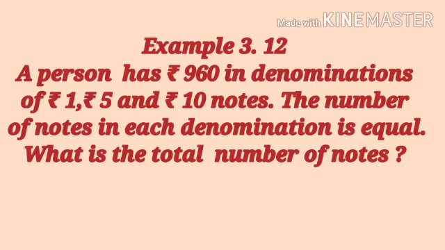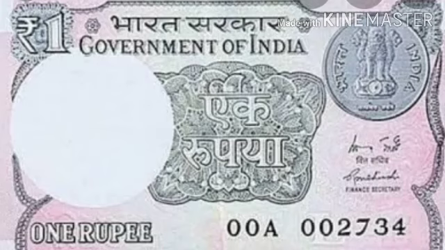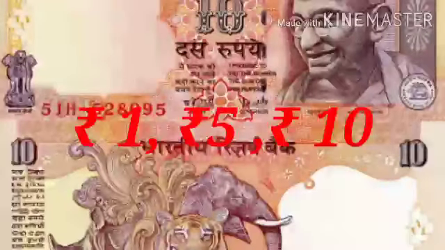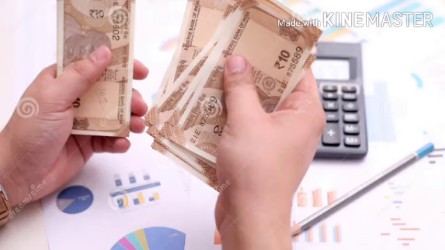Example 3.12. A person has rupees 960 in denominations of rupees 1, rupees 5 and rupees 10 notes. The number of notes in each denomination is equal. What is the total number of notes? Students, listen carefully. A person has rupees 960 in his hand, out of which he has 3 types of notes, that is, 3 denominations like 1 rupee notes, 5 rupee notes, 10 rupee notes. In this question, it is clearly said that the number of notes in each denomination is equal.